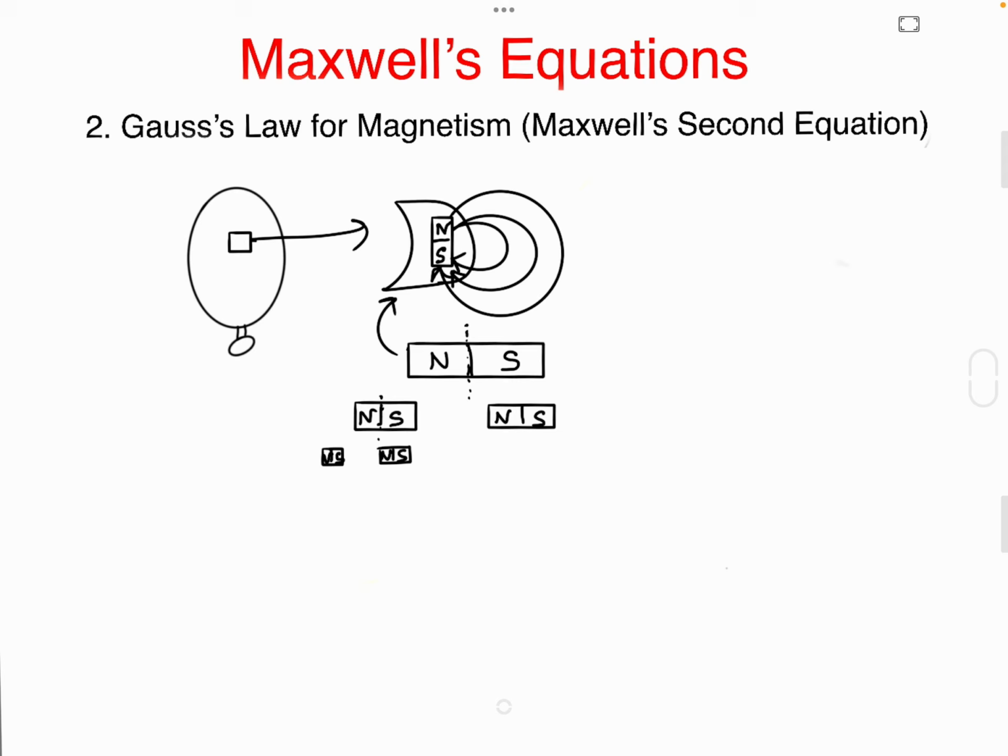In that case, there is no magnetic monopole, there is no single magnetic charge, just like you saw with electric charge. That's why whatever field comes out will curve back in, and it will just cancel out.